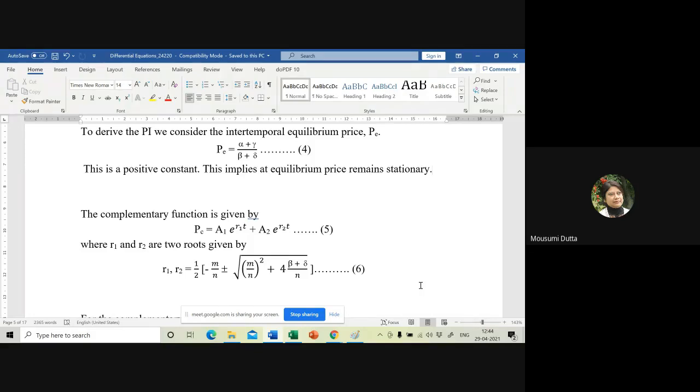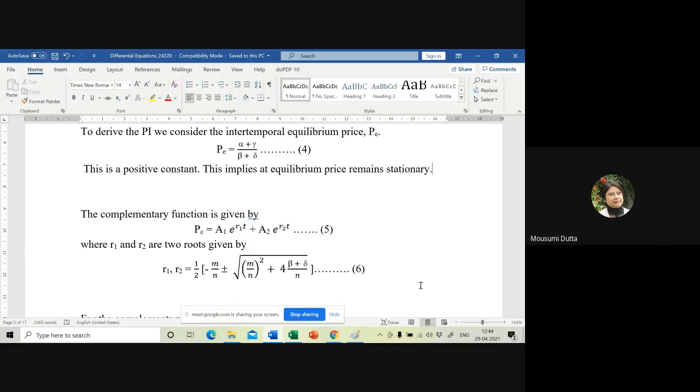When I am going for the second order differential equations, you have some idea from your second order difference equation. It will be root based analysis. So the complementary function is written as PC equal to A1 e to the power R1t plus A2 e to the power R2t. In the previous case, it was simply A e to the power mt kind of thing.